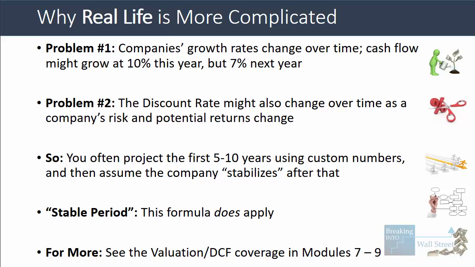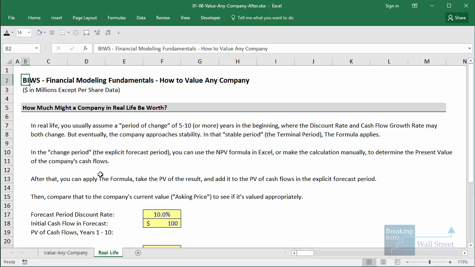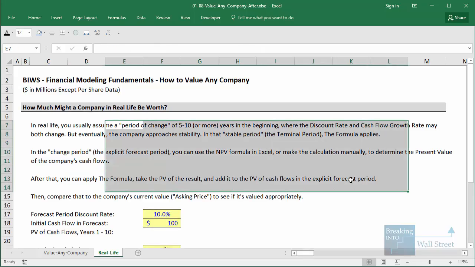Now, this is just an introduction to the topic. You should really look at the valuation and DCF coverage in modules 7 through 9 of this course if you want all the details. But just to give you a flavor of what you might have to do, let's go into Excel once again and go over to the Real Life tab. I explained the setup over here.